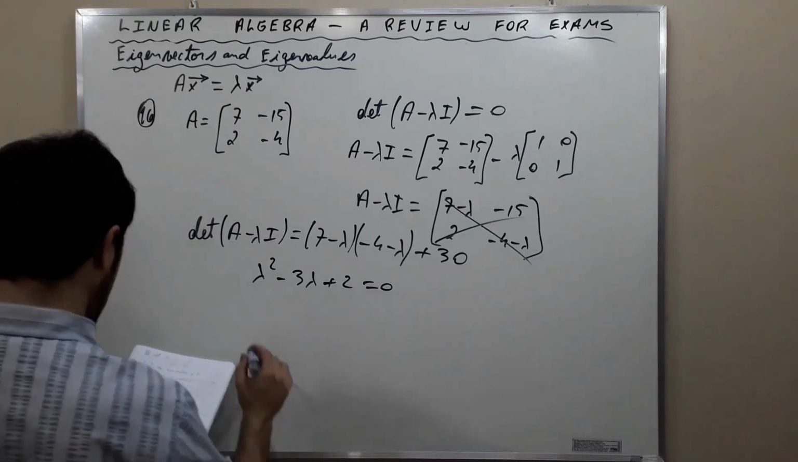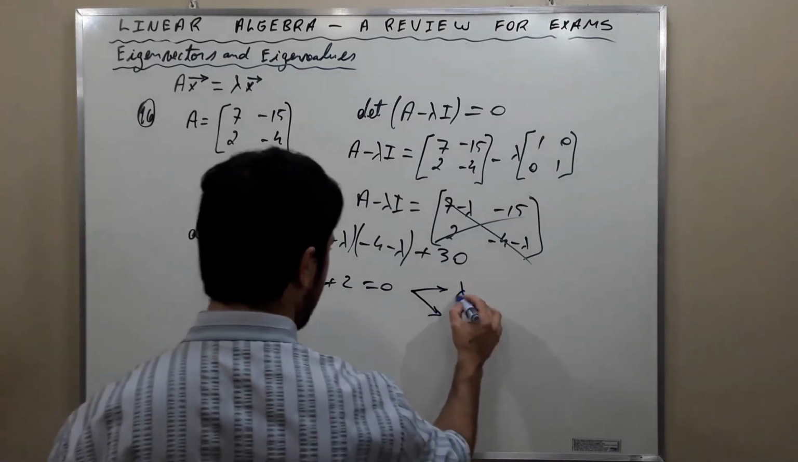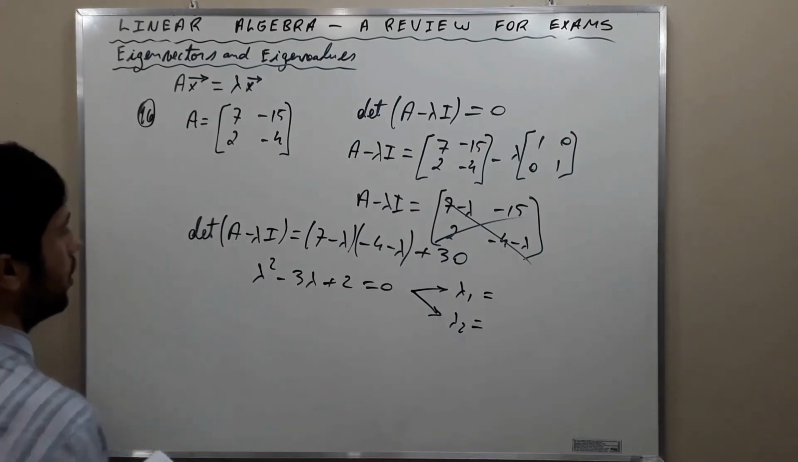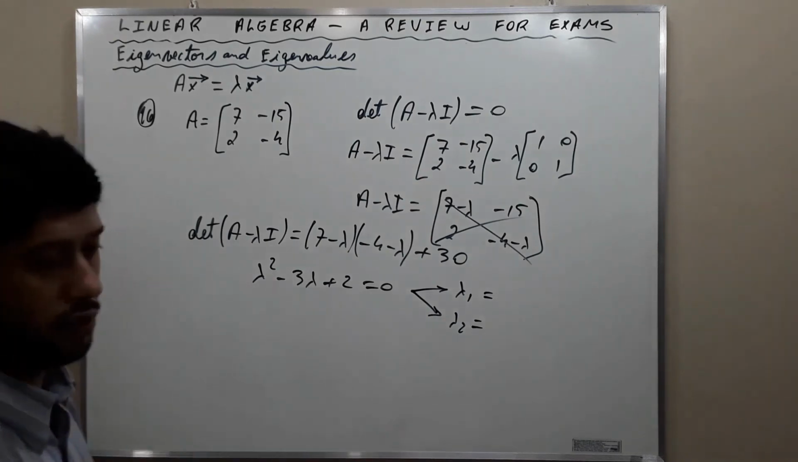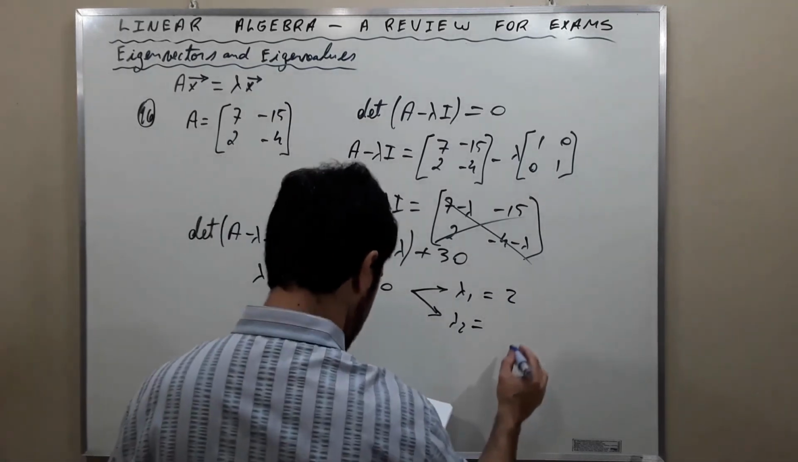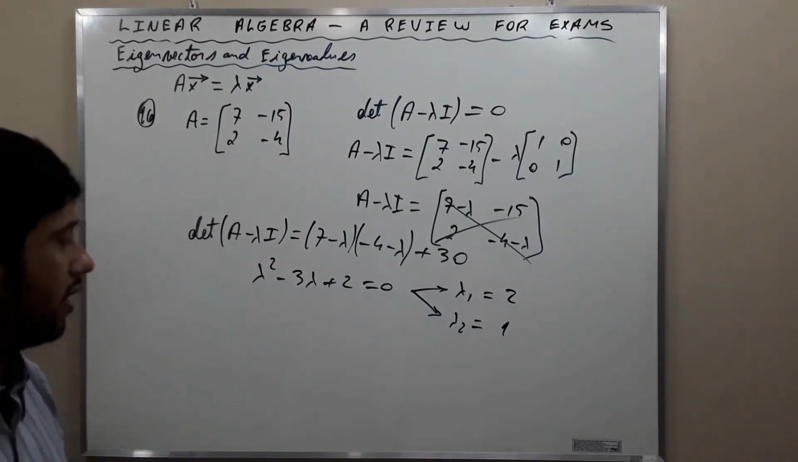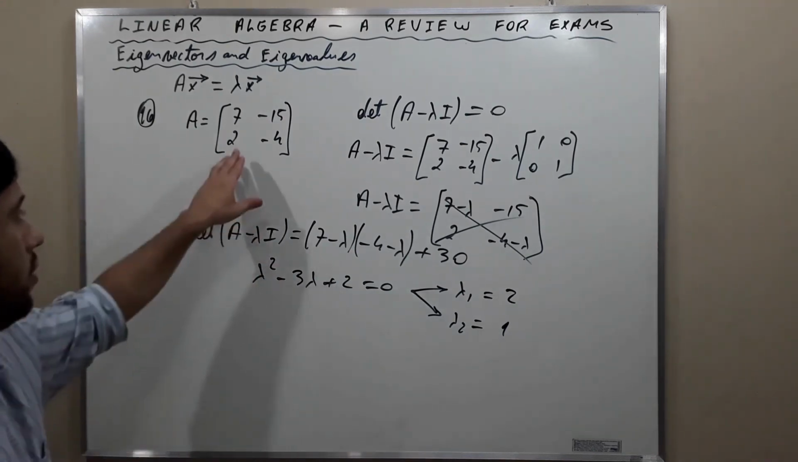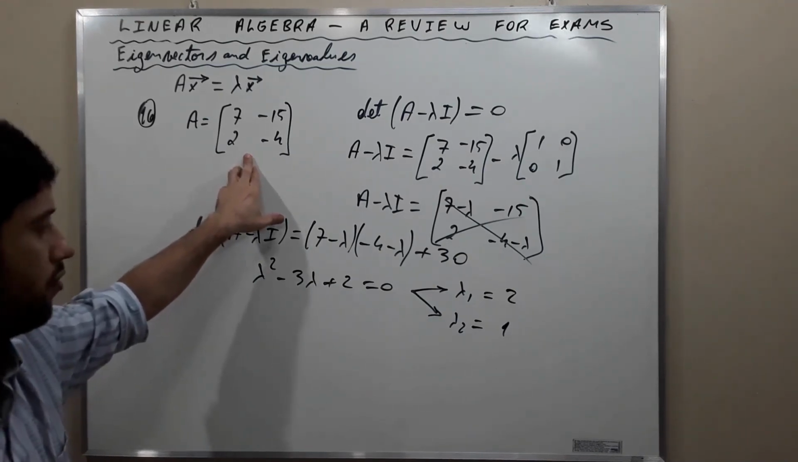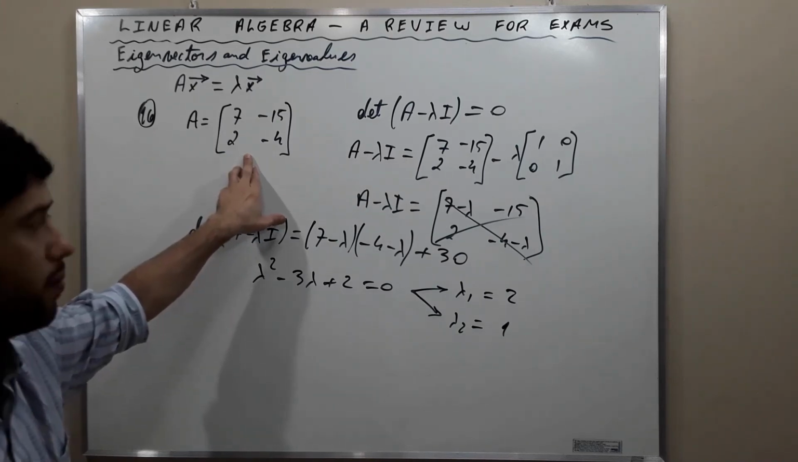Equal to 0, where we're going to find two values for lambda, lambda 1 and lambda 2. You can find the roots of this quadratic equation yourself, and we find 2 and 1. Okay, and these are the eigenvalues of this transformation here. 2 and 1 are the eigenvalues of this transformation.